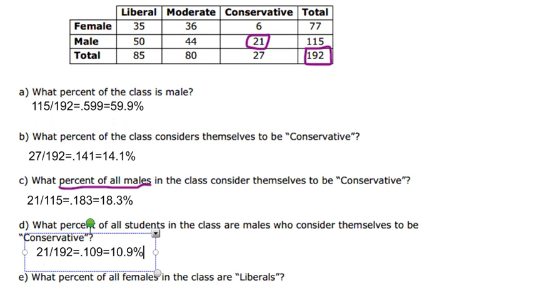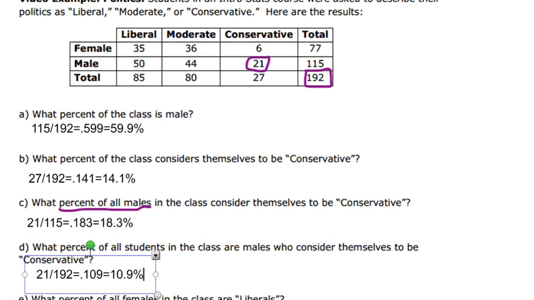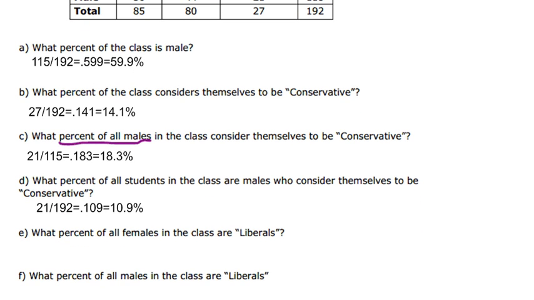Now E asks what percent of all females in the class are liberals. If we go back to our table, we're only looking at females now. So our total is going to be out of 77. And it says what percent of all females in the class are liberal, so we're looking only at the liberal females. So we're doing 35 out of 77, which is 0.455 or 45.5%.